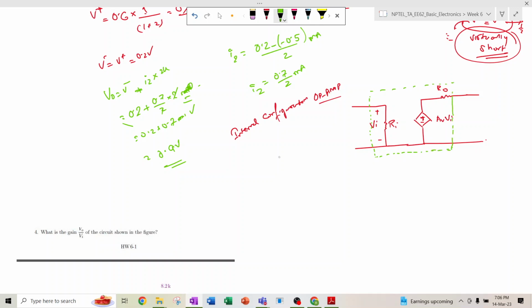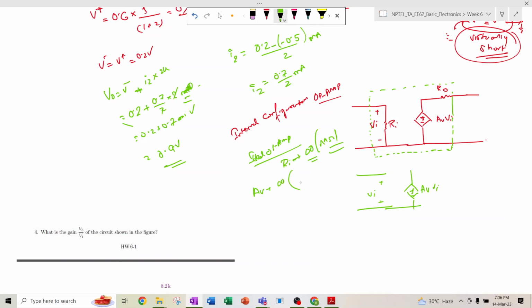Now what happens is, in case of an ideal op amp, this input resistance Ri would be very high. That means it tends to infinity. Practically the range is in mega ohm. So it is very high, so we can consider it as an open circuit. In the open circuit, there you have Vi. Similarly, you have some gain, that is AV times Vi, and this AV is very high.